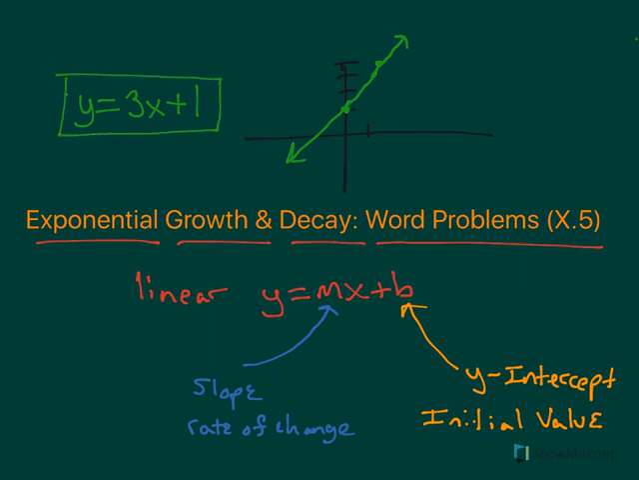So what we'll do before we start the word problems is we'll look at the basic form of an exponential function and talk about the different parts and pieces of that function. So the general form for an exponential function, we're going to say it's going to be y equals a multiplied by some base to the x power, and a is going to be the initial value, or the y-intercept.